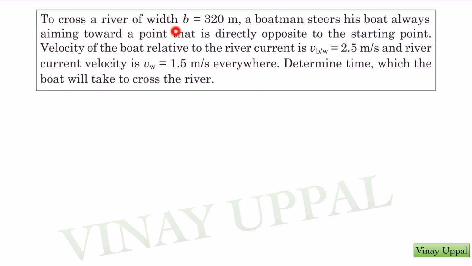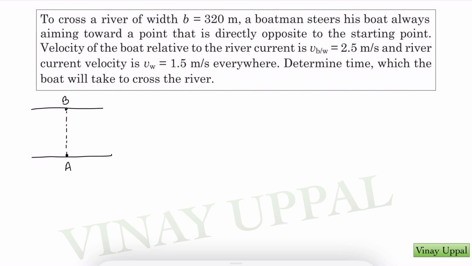To cross a river of width B, which is 320 meters, a boatman steers his boat always aiming towards a point that is directly opposite to the starting point. So let me just draw the diagram for this. So I have the river, and let's say the boat is starting from point A. Point B is the point which is directly opposite to point A.